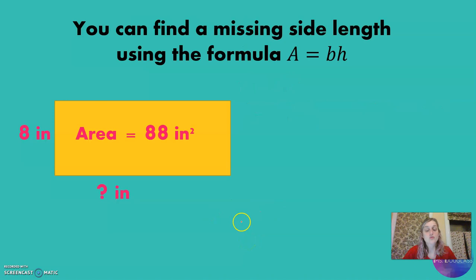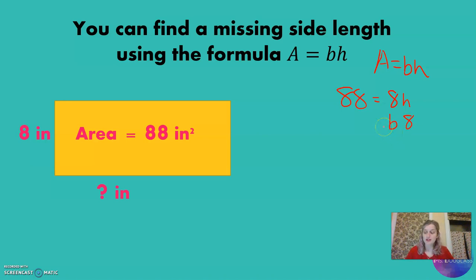This also works when you know the area and you're looking for a missing side length. You always start with your formula. Area equals base times height. We know our area, so we're going to write 88. Notice how I'm not bothering to write my units when I write my formulas. Formulas don't include units. You add them at the end. 88 equals, well, you can say 8H or you can say B8. Basically, we're just saying 8 times the other number.